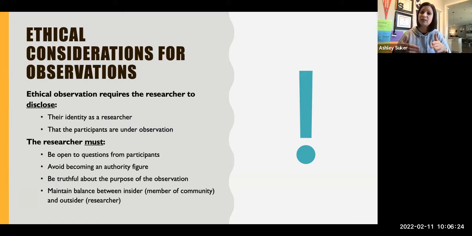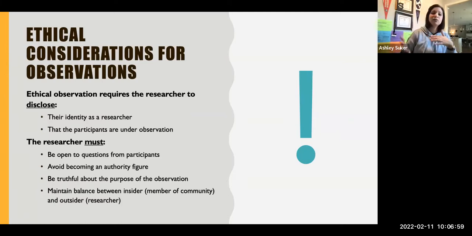Basically, ethical observation requires that the researcher disclose that they are a researcher. They're not just a random person in the community, and they must tell people that they are under observation. They also must be open to questions from participants. They need to answer those honestly. They cannot lie. They cannot become an authority figure. We talked about that. Again, they can't lie, and they must maintain balance between being an insider and an outsider. And we talked about that as well.